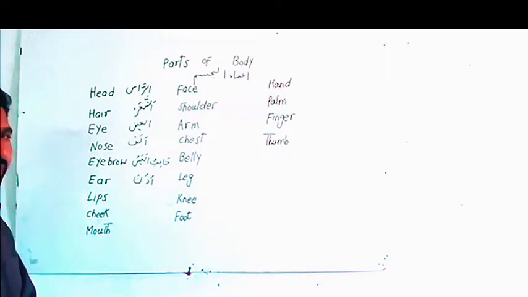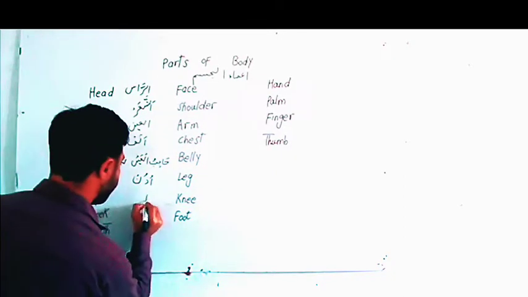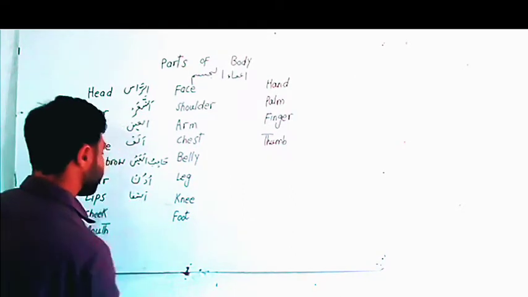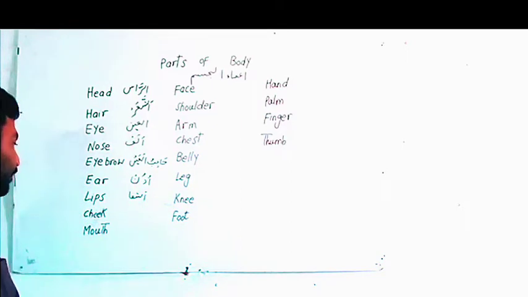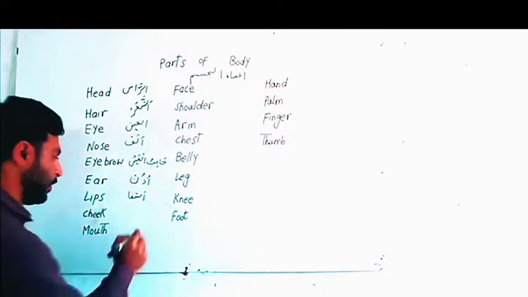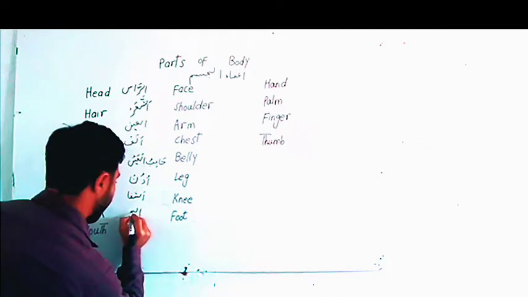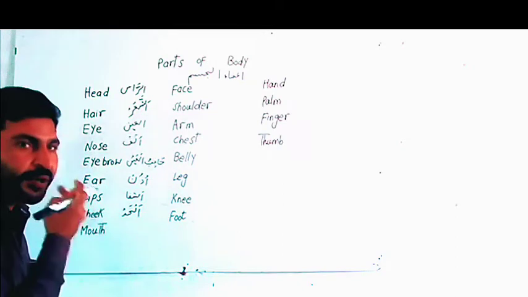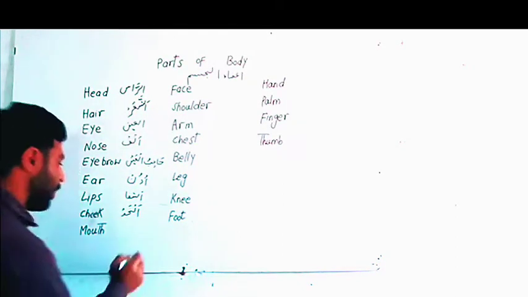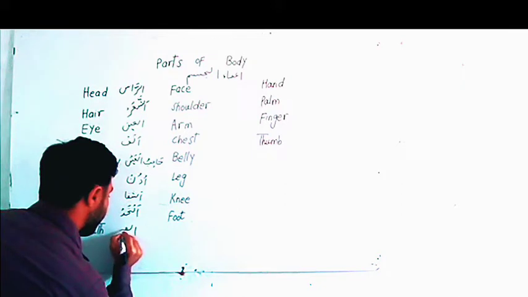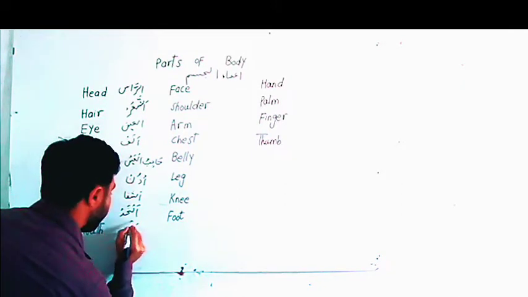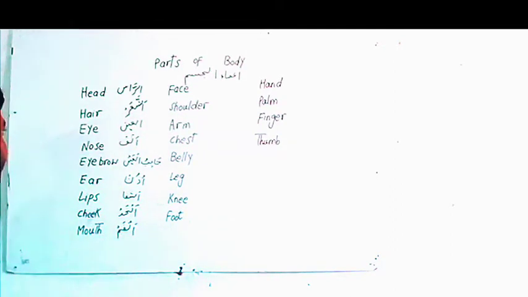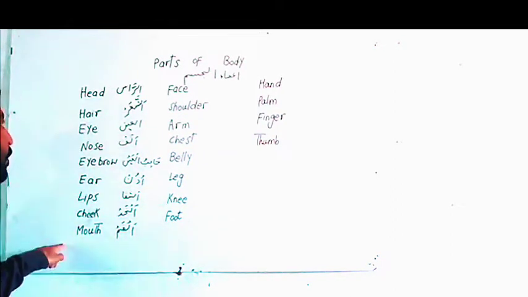Lips. In Arabic, we call it ash-shifa. Cheek. In Arabic, it means al-khud. Mouth, that part. In Arabic, we call it al-fam. Now let us move forward. We have completed from head to mouth.